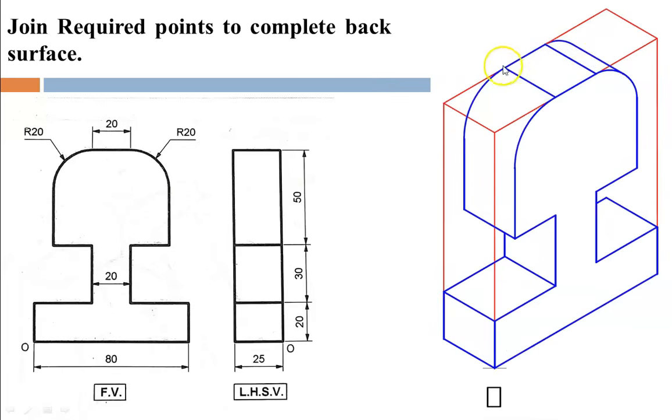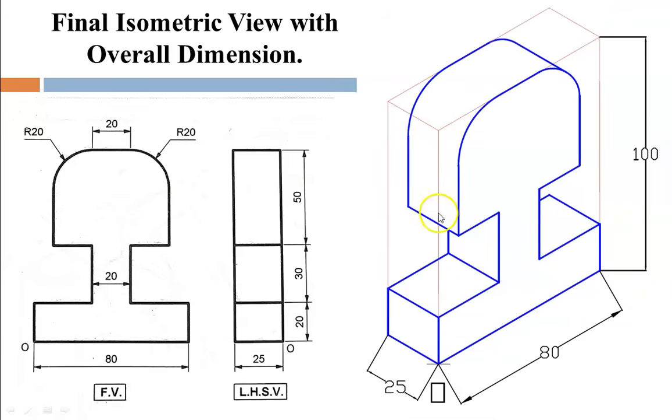Now join this line. Now you will get a complete surface over here. Remove unnecessary edges as well as join this line over here and this one. This vertical line. So this is your final isometric view with overall dimensions.